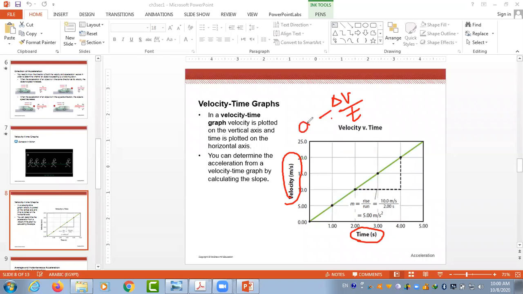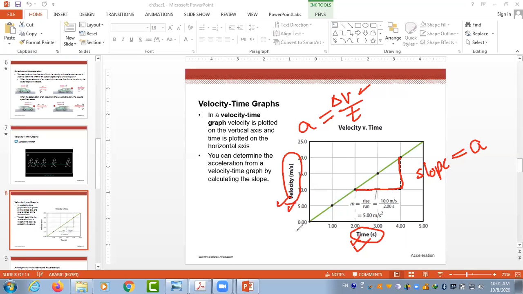This equals acceleration. So when you have a change in velocity and you divide over time, you are calculating the slope. So the slope of a velocity-time graph equals acceleration. So when you have a graph like this one, but the graph is velocity and time.